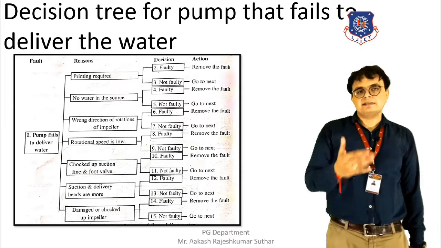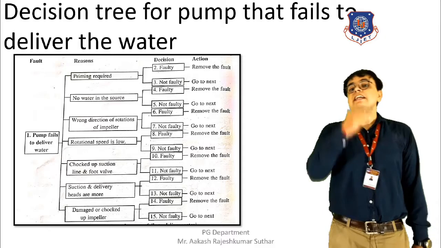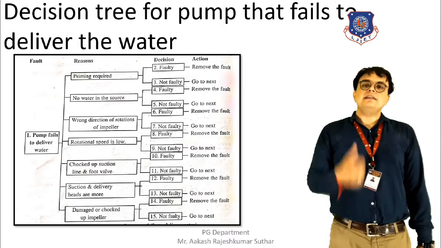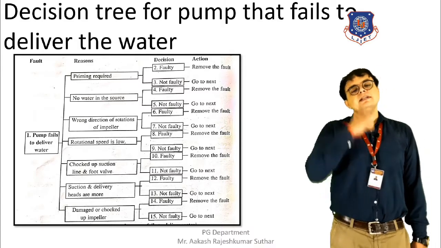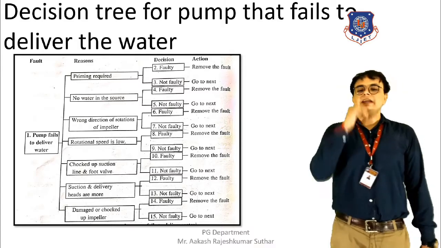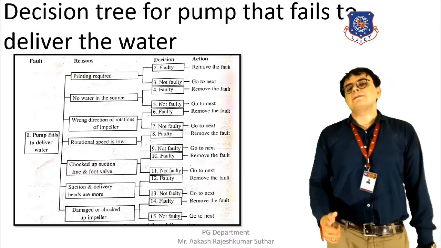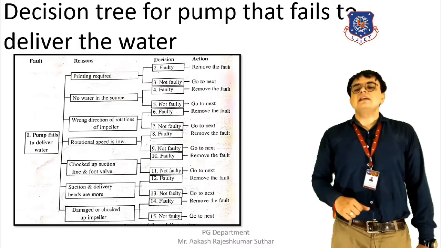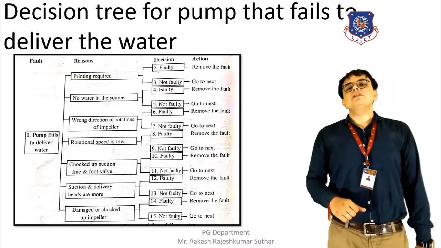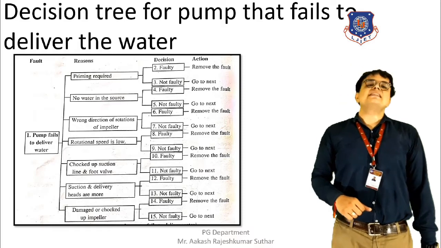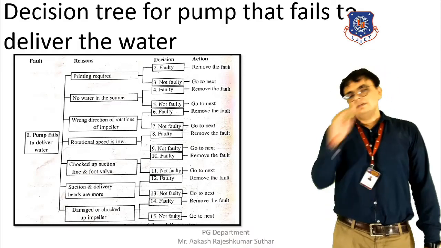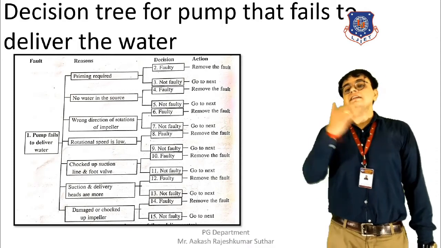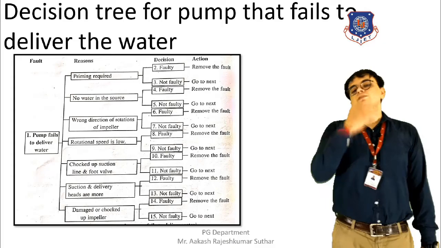So if the impeller is found choked or damaged, then the decision should be written as faulty, and the action corresponding to this decision will be to remove the fault. But if the impeller is not found damaged, then in the decision we should write not faulty, and in the action we should move towards the next reason. So this is how the decision tree diagram of a pump that has failed or stopped delivering water should be made.